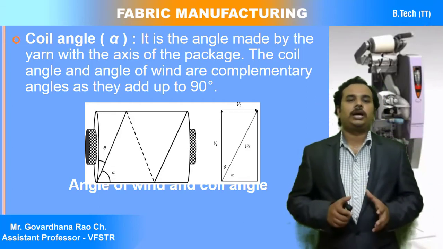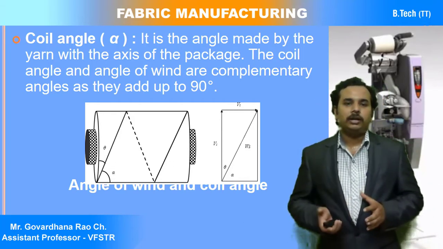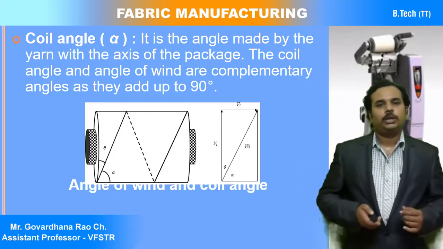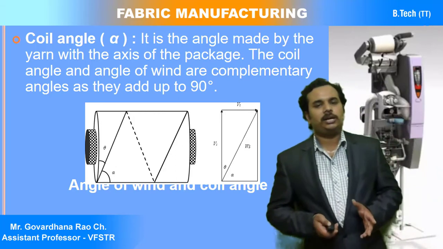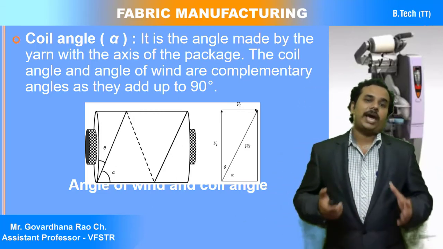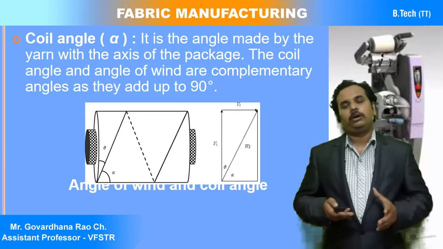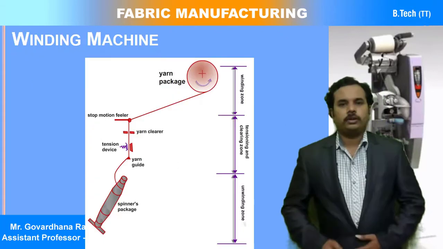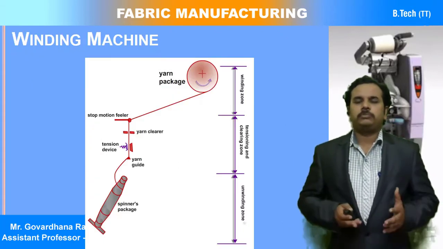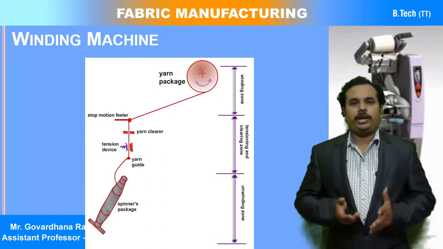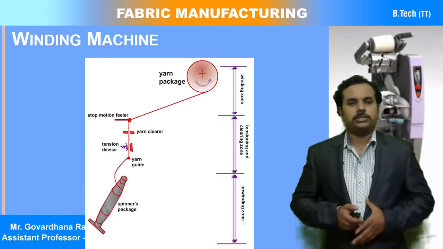So theta and the coil angle add up to 90 degrees. The coil angle is the angle made by the yarn with the axis of the package. This is called the coil angle alpha. These are the terms and definitions which are generally used in winding technology.